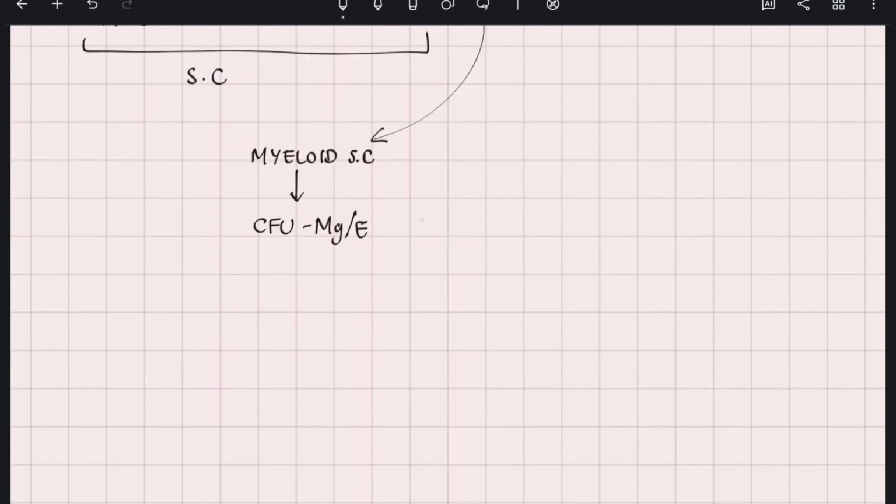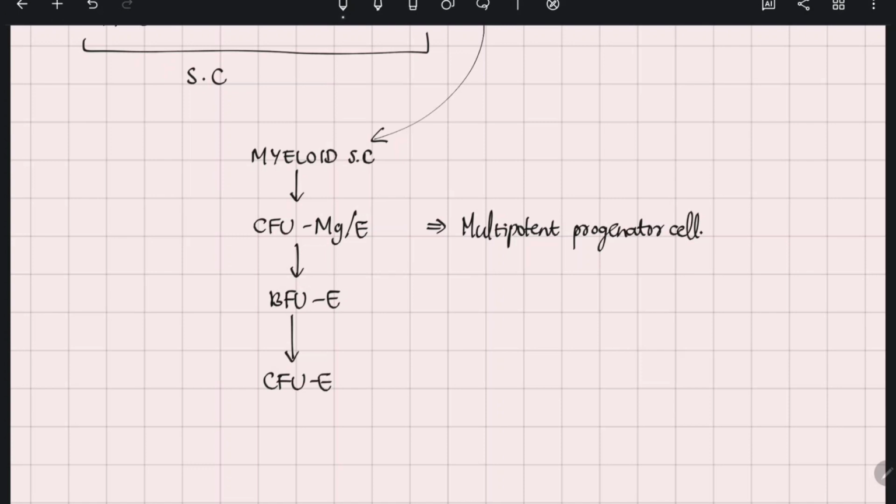So this is called a multipotent progenitor cell. From this multipotent progenitor cell, we get the erythroid blast forming unit and the erythroid colony forming unit. If you see, there is only erythroid, so what does that mean? It will form erythrocyte. So these are progenitors, but they are common or unipotent progenitors.